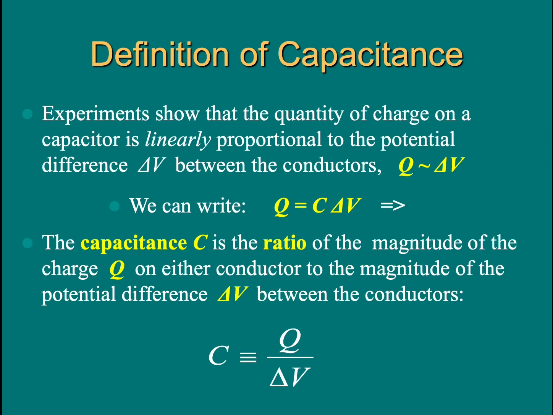The capacitance of a capacitor is defined as the following. If we charge the capacitor, it will carry charge Q, and the potential difference between the conductors is delta V. Then the capacitance is defined as charge Q divided by potential difference delta V.